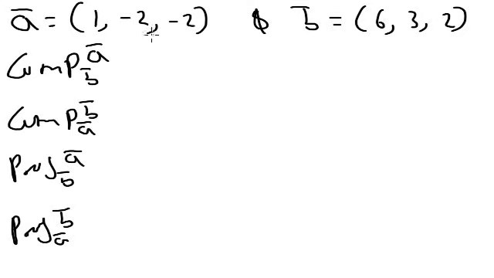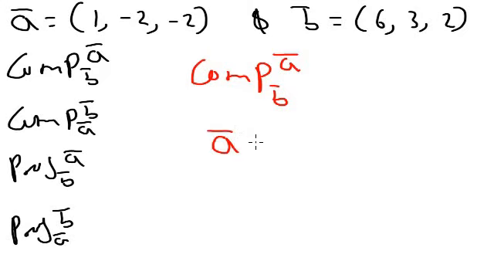So let's begin with the first one. What would be the scalar component of vector A on vector B? Well, there's something I would like to disclose. There's a way in which this can be written as well. Some textbooks might write it like this. That is vector A on vector B.